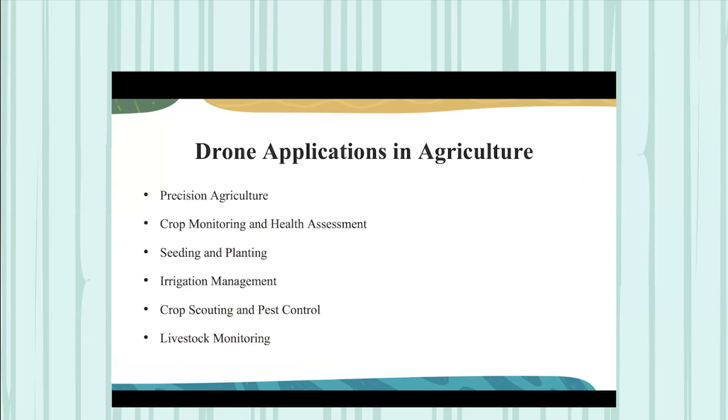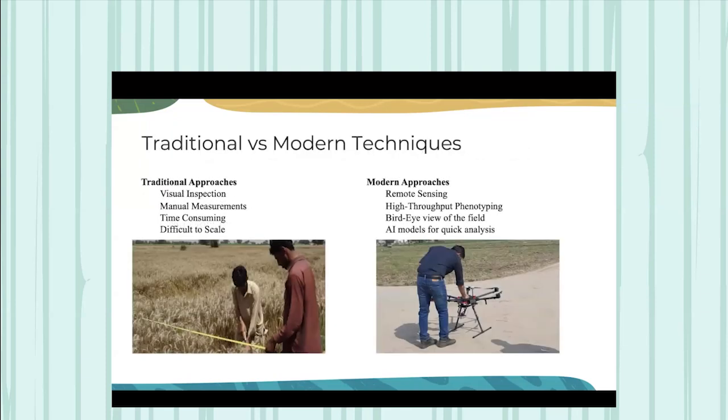So there are multiple applications of drones in agriculture: precision agriculture, crop monitoring, health assessment, seeding and planting, irrigation scheduling, crop scouting and pest control, and livestock monitoring. In this presentation, we are looking at high throughput plant phenotyping.